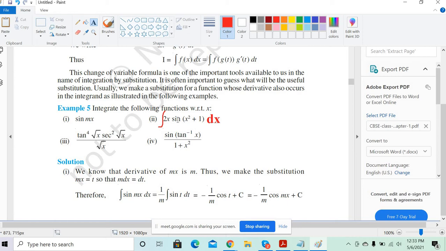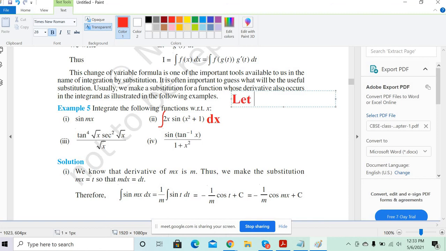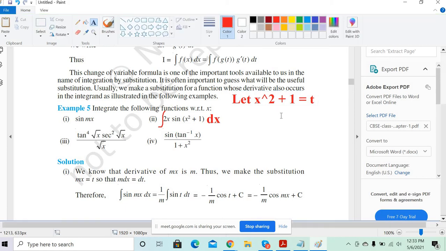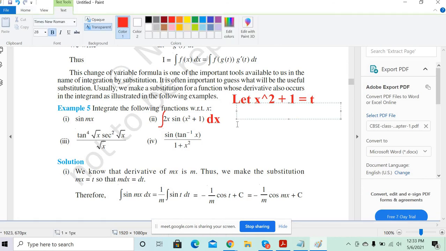So let's try to do that now. But here what is the difference for us? X square plus 1 is the angle, and it is different. So I'll let x square plus 1 be equal to t. Clear? Now I'll differentiate both sides, because we want a replacement for dx. So let's differentiate with respect to x on both sides, correct?